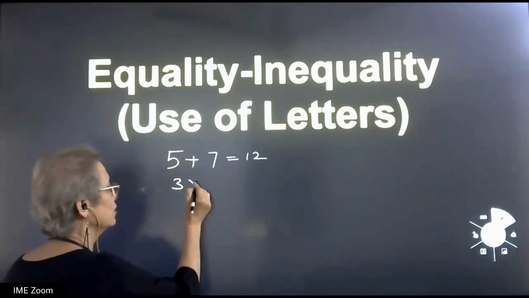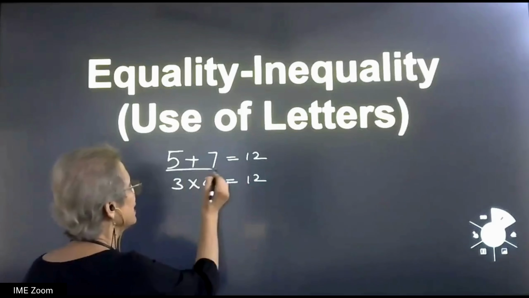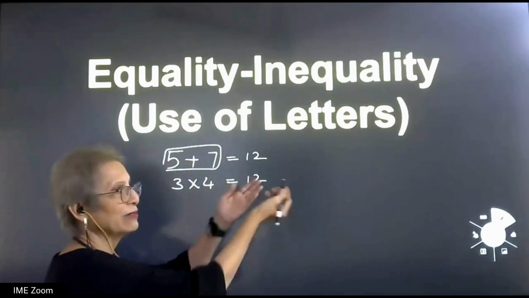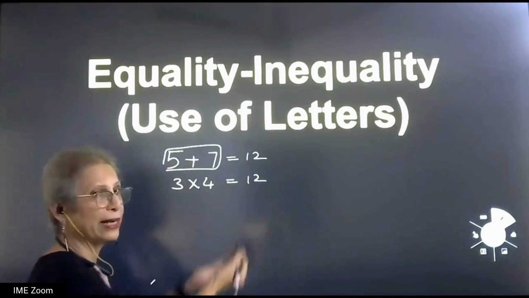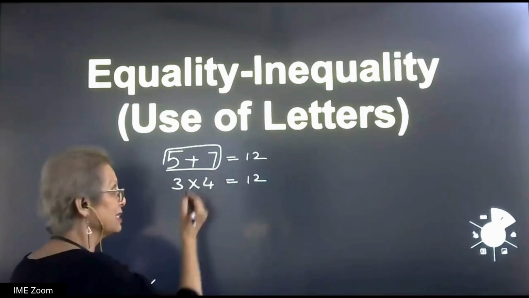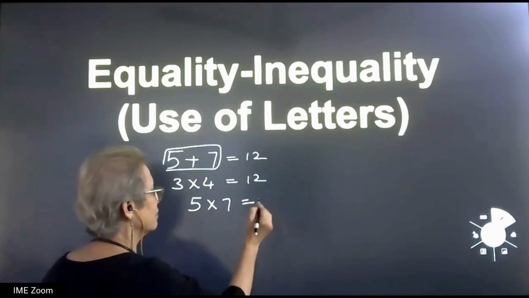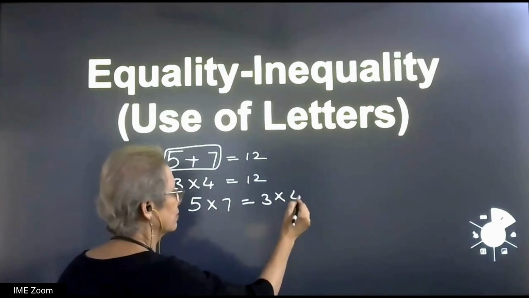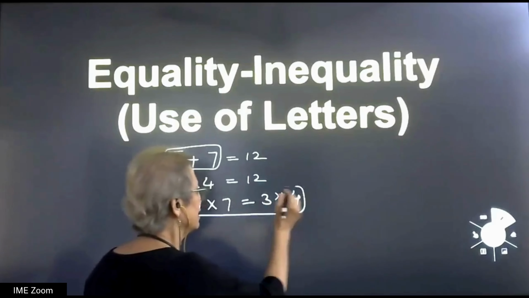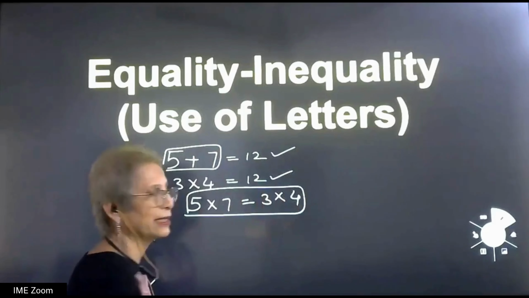And 3 into 4 also equal to 12. See, 5 plus 7, we just add and we get the answer. Same way here we multiply and get the answer. And both are same. Both are equal to 12. And this can be written like this: 5 plus 7 is equal to 3 into 4. So this is an equality. Here also we have used. This is also an equality.